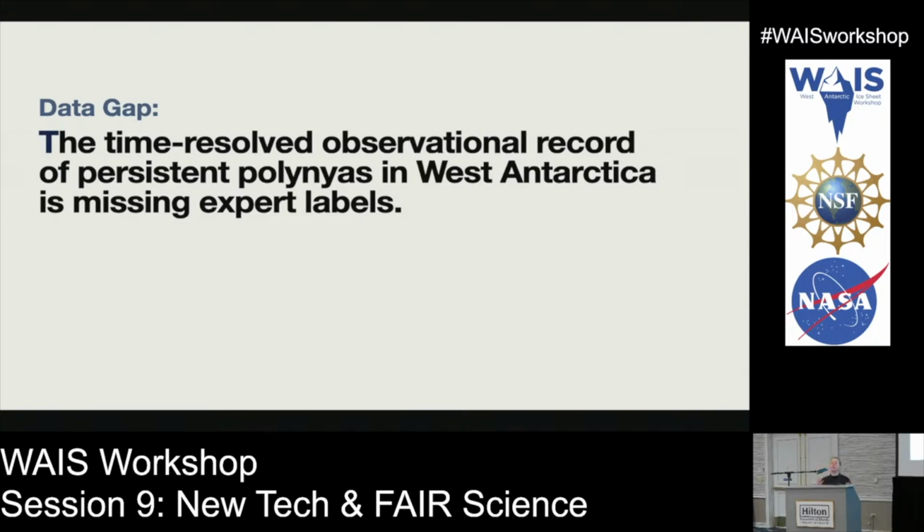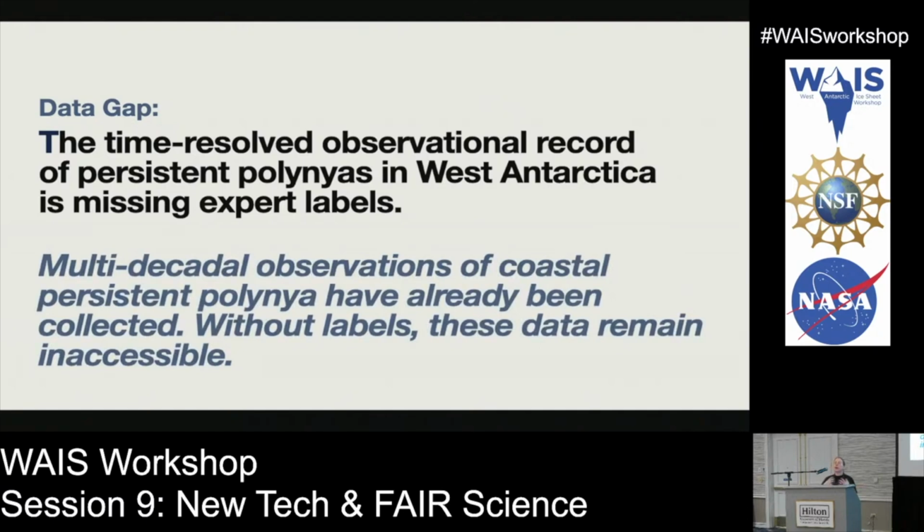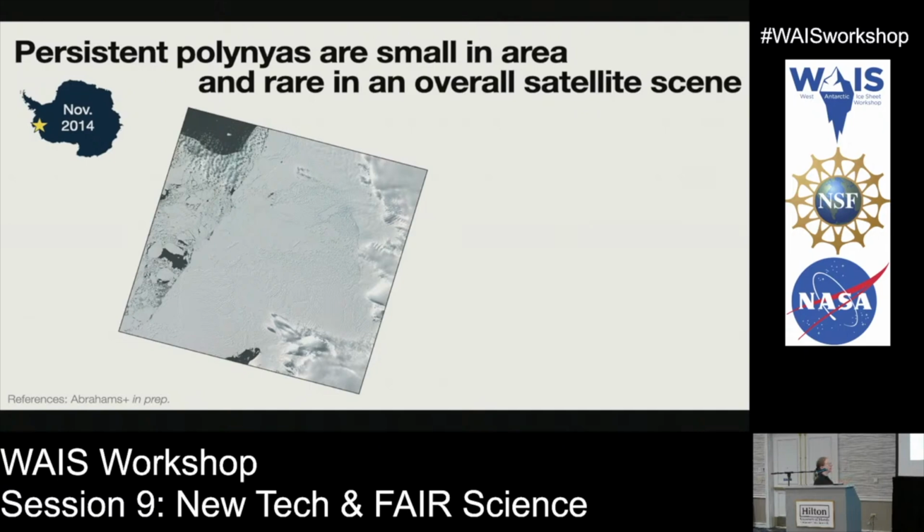The time-resolved observational record of persistent polynyas in West Antarctica is missing expert labels. What do I mean by that? We already have the satellite imagery that has observed these polynyas, but we don't know when and where they are. And so we need some way to automate their detection in the huge influx of this imagery that we have. So maybe I could use some of the methods we've seen earlier today, like a UNet, but let me explain to you why that's tricky.